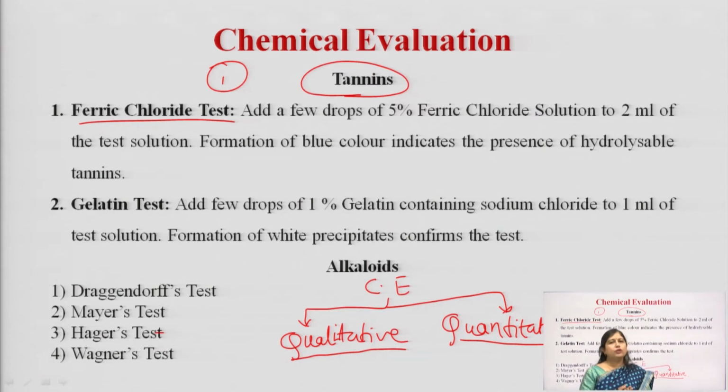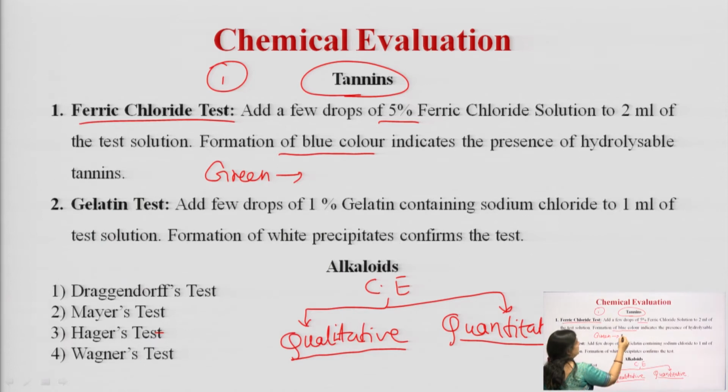If we want to check whether our drug contains tannins or not, we will take a water or alcohol extract, and to that we will add ferric chloride solution, about 5%. If it produces a blue color, then it tells that a specific type of tannin, the hydrolyzable tannin, is present. If it gives a green color, it tells that it is a non-hydrolyzable tannin.